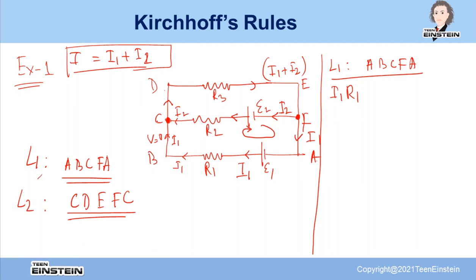Now I'll look at what cell is on the right hand side. Only one cell is there, this is E1. In this cell, I told you that you should check whether the EMF is positive or negative. For that, you have to check from which terminal the current is coming out. In this case, the current is coming out from the positive terminal, so I'll take this as positive. So this is my KVL for this loop L1, A B C.